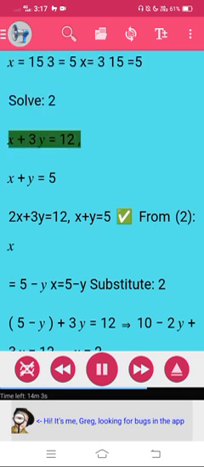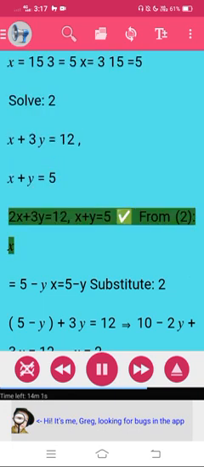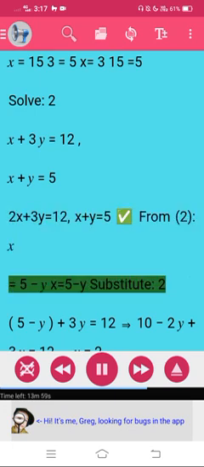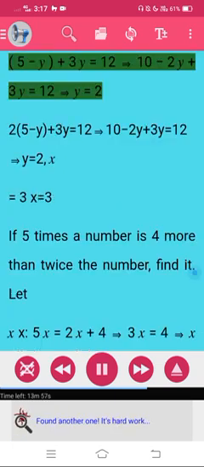Solve 2x plus 3y equals 12 and x plus y equals 5. Check. From the second, x equals 5 minus y. Substitute: 2(5 minus y) plus 3y equals 12, implies 10 minus 2y plus 3y equals 12, implies y equals 2.